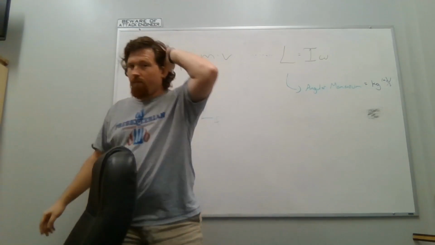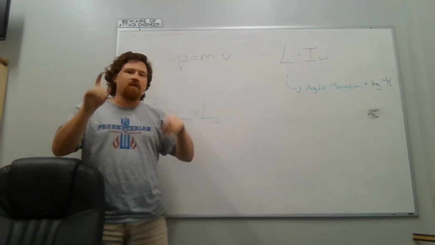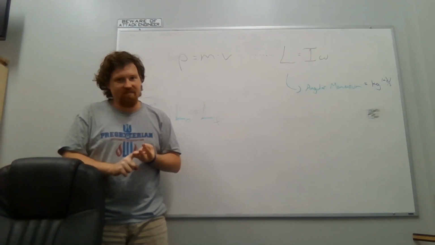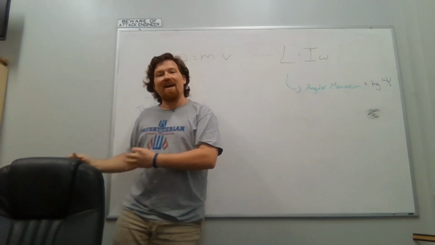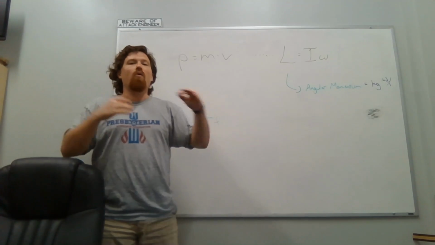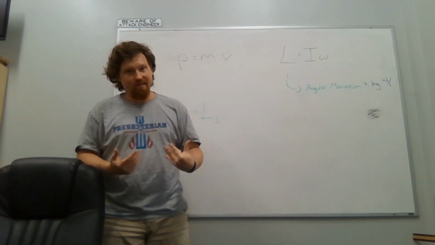Now, the thing about moment of inertia is it depends on how an object's spinning, it depends on its mass, and it also depends on the object's radius. So moment of inertia of a single object can actually change if the object begins spinning differently, or if somehow its radius changes.